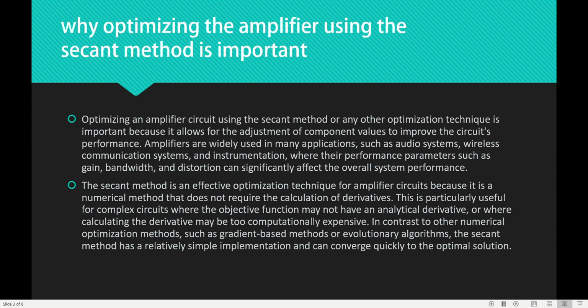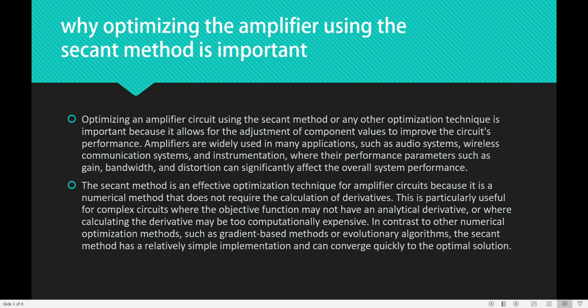Why is optimizing the amplifier using the secant method important? Optimizing an amplifier circuit using the secant method or any other optimization technique is important because it allows for the adjustment of component values to improve the circuit's performance. Amplifiers are widely used in many applications such as audio systems, wireless communication systems and instrumentation, where the performance parameters such as gain, bandwidth and distortion can significantly affect the overall system's performance.